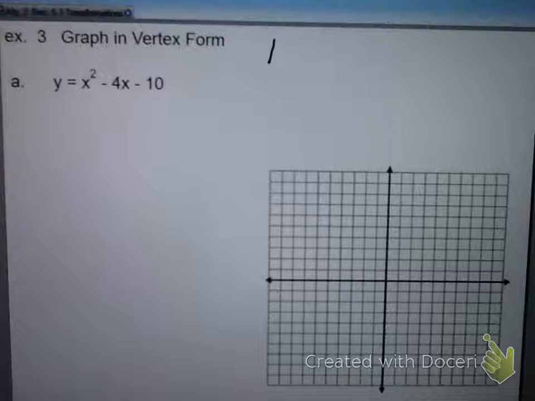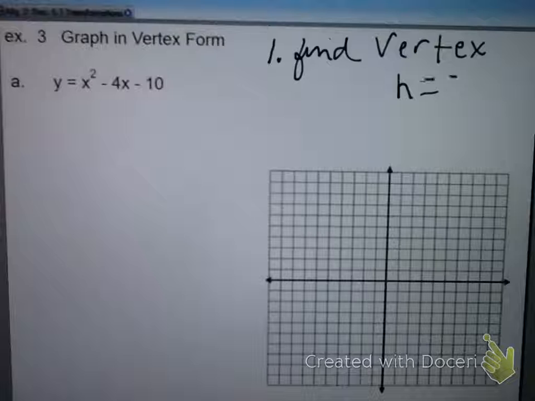Okay, now we're going to graph an equation, but the direction says to graph in vertex form. So what that means is we've got to put it in vertex form before we graph. So always, it doesn't specifically say if it states up or down, but you should do that. It is going up, so I know that my graph is going to go up. Next thing I'm going to do is find the vertex, which again is h, k.